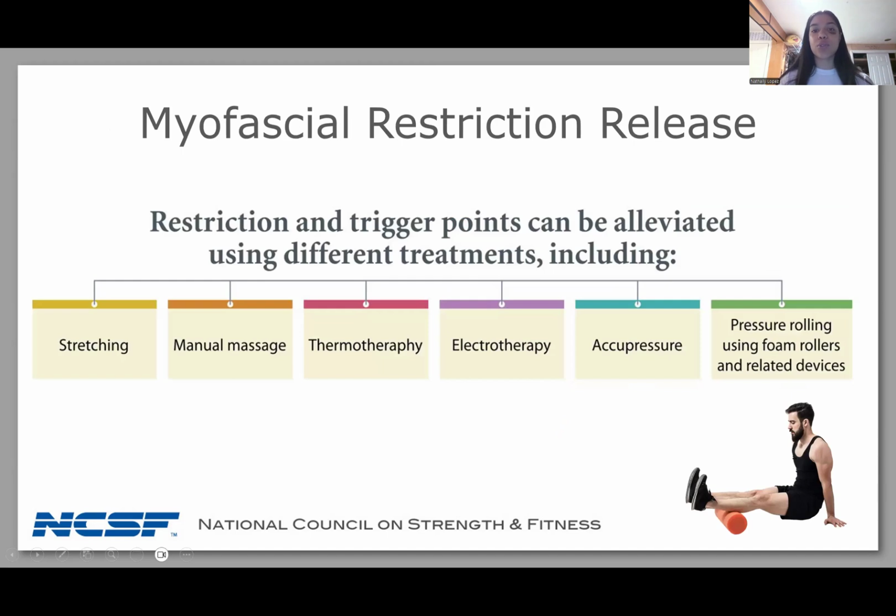So myofascial restriction release. Restriction and trigger points can be alleviated using different treatments, including stretching, manual massage, and there's different ways to do that. A quick way for me to explain that: when someone says manual, that means that someone is actually putting their hands on you and manually working on your body. So that can be done. And there's also, here at the end, where it says pressure rolling using foam rollers or related devices. There's also massage guns that can work with doing this as well.